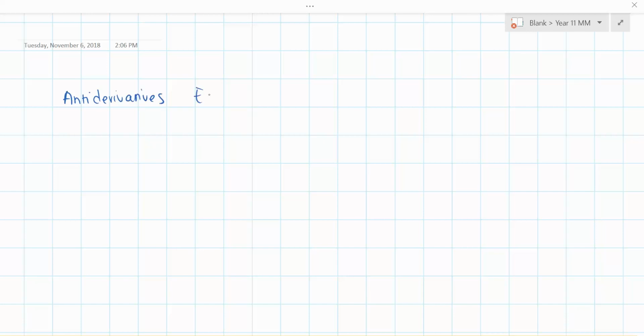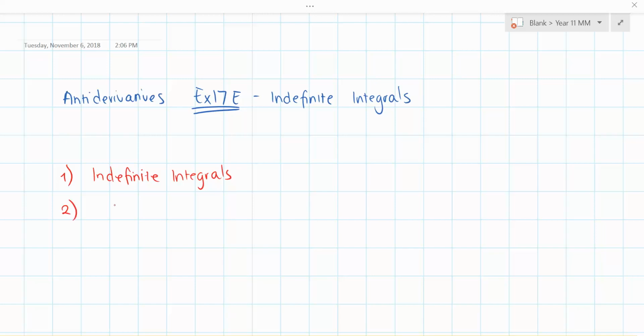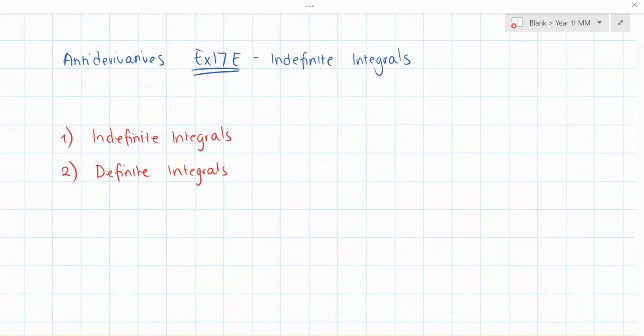Okay, antiderivatives. This is exercise 17E, which really is predominantly on indefinite integrals. Now, if you remember the lesson that I taught, there are only two skills that you need. Number one, you need to know what indefinite integrals are. And number two, you need to know definite integrals.